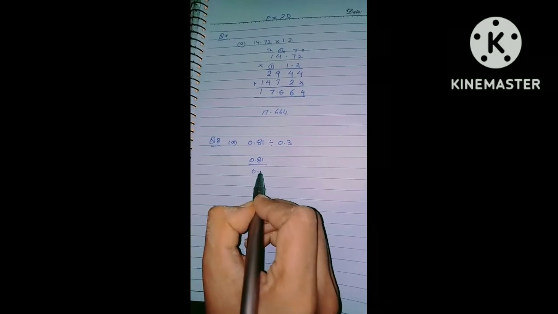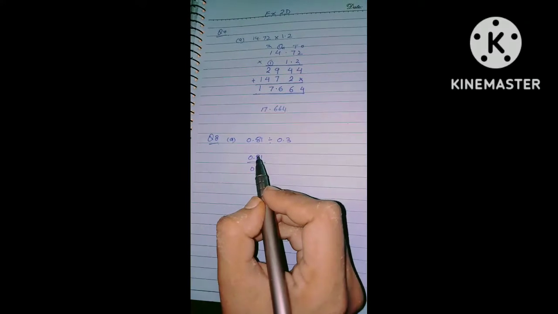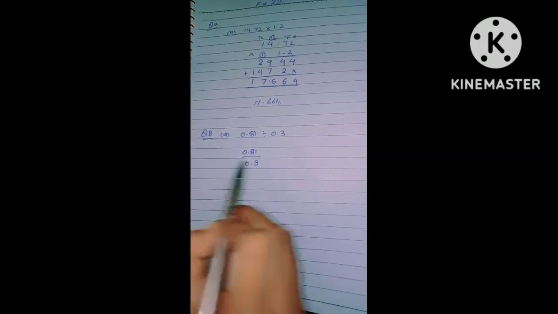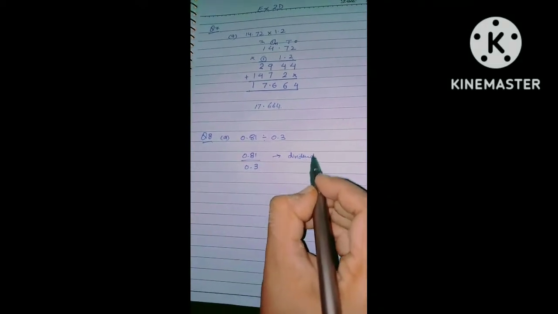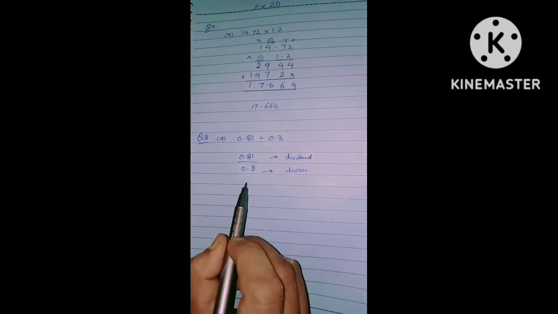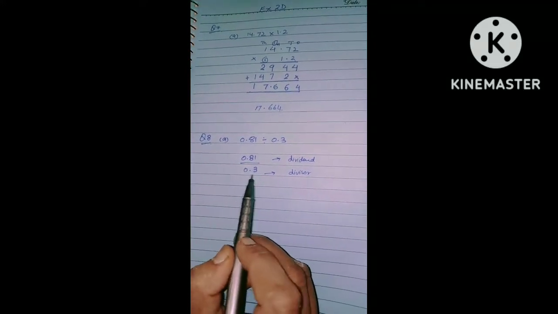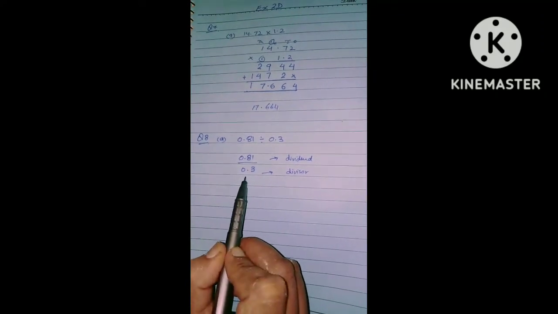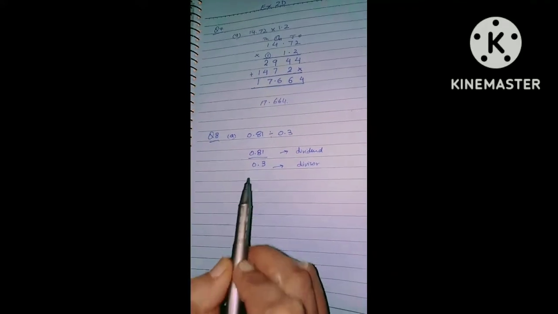Students, you can remove the decimal by just moving it. How? First you have to see the divisor. This is always called the dividend and this is the divisor. I want to remove the decimal from the divisor so that I can easily divide. You can easily divide the numbers if the divisor is a whole number. So I want to make my divisor a whole number.